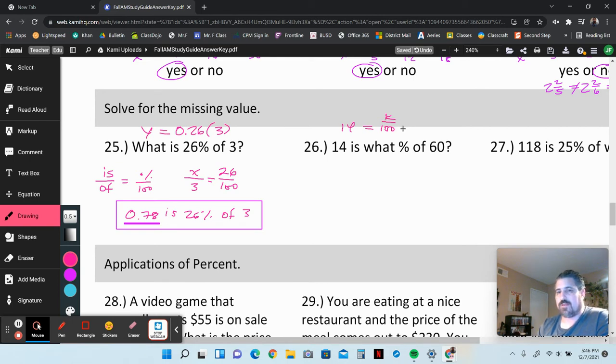And then "of" means times, and then 60, right? So basically, k over 100 times 60 equals 14, right? And then solve that equation.